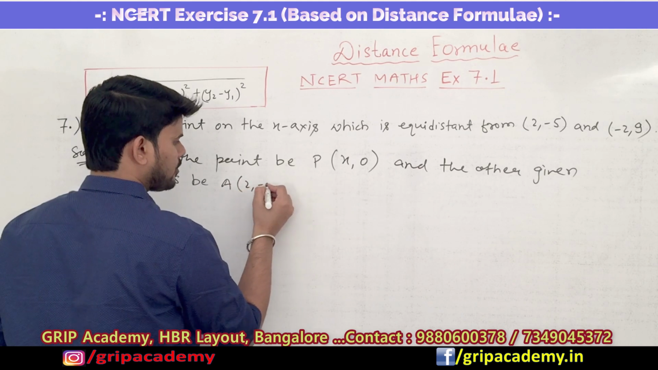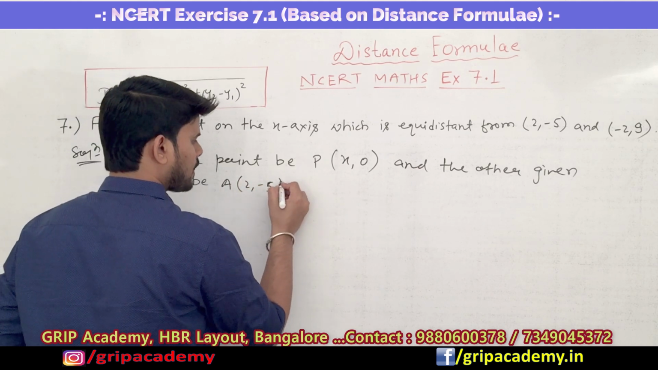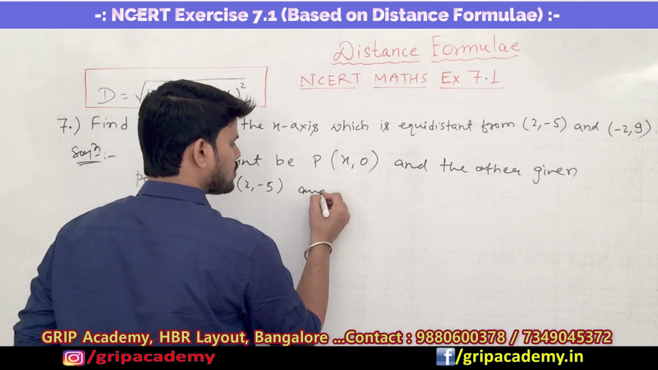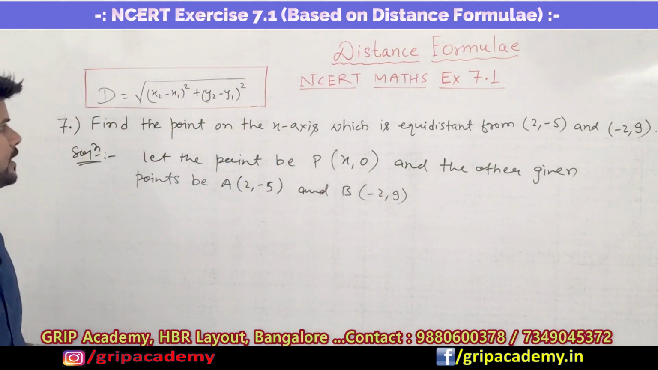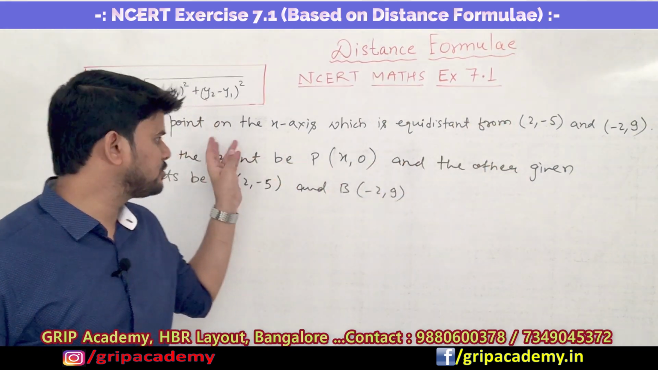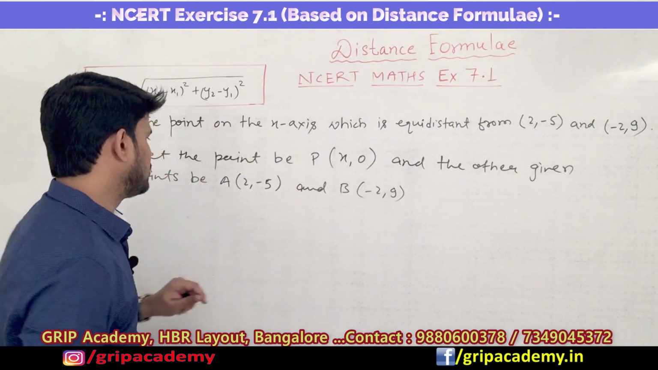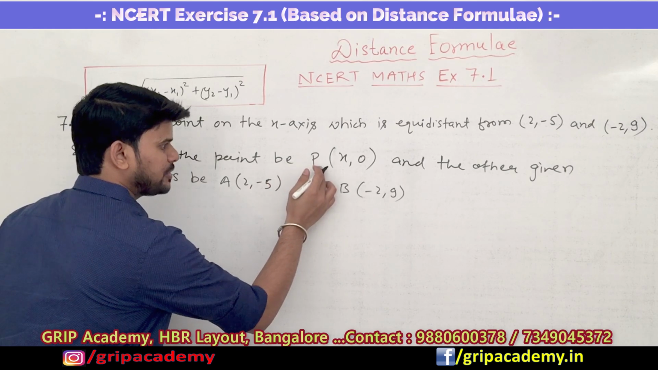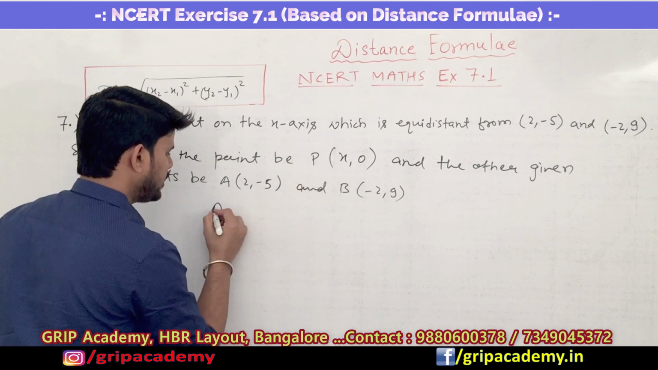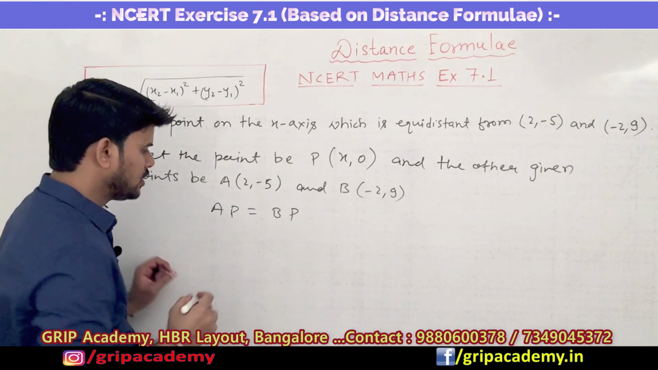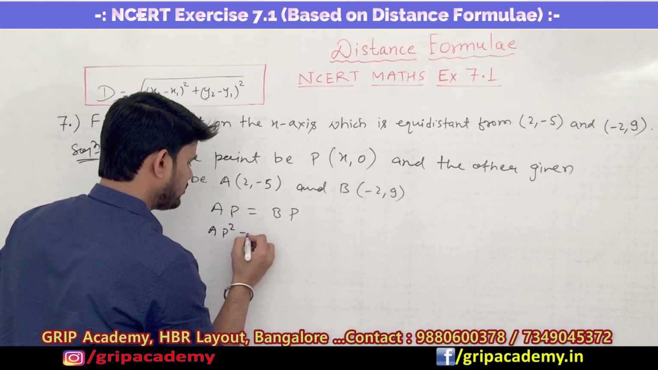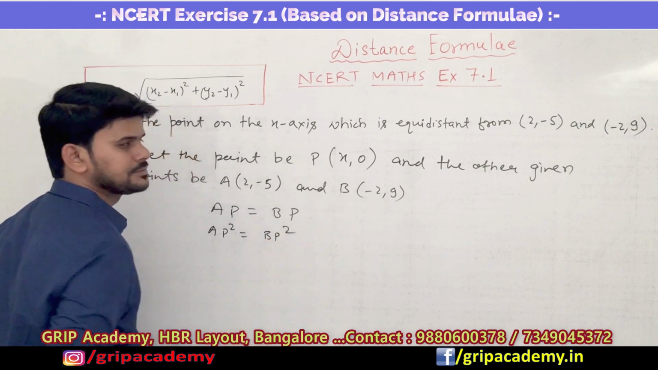A (2, -5) and B (-2, 9). The point is equidistant from A and B. It means point P is equidistant from A and B, so AP will be equal to BP, right? So we can write AP square will be equal to BP square, right?